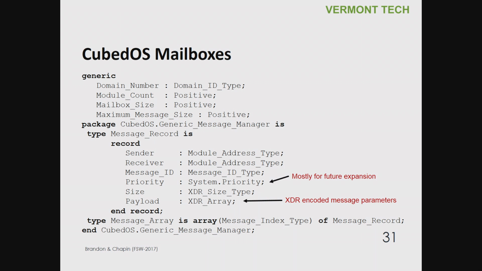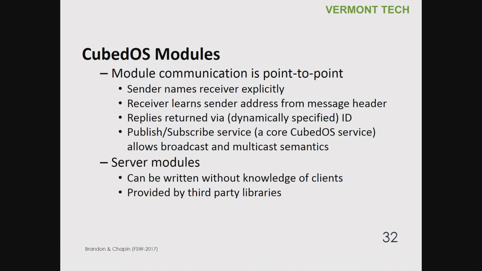This is a little bit of code that illustrates some of the things about the mailboxes. I won't dwell on this in detail. We do have a message priority concept, which we don't actually use for anything at the moment. But the idea would be that you'd be able to potentially send high priority messages around in the system and have them handled in a more timely fashion. But at the moment, there are certain technical reasons why that's a little tricky to do. I mentioned before that CubedOS module communication is point-to-point, but we have a publish-subscribe server that tries to deal with that.